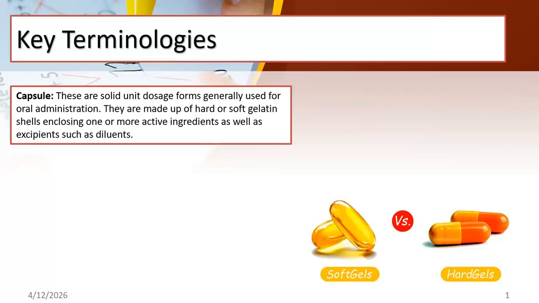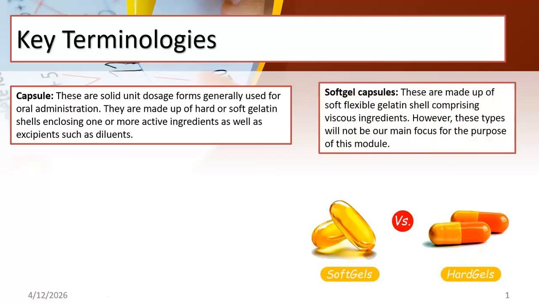Now, what are capsules? Capsules are solid dosage forms generally used for oral administration. They are made up of hard gelatin capsules or soft gelatin capsules, encapsulating or enclosing one or more active ingredients, and we normally have fillers, what we call diluents or bulking agents, such as starch or lactose for the hard gelatin capsules. And here is a picture of the soft gel with liquid fill inside, and we're focusing on the hard gel where powder is what is filled inside.